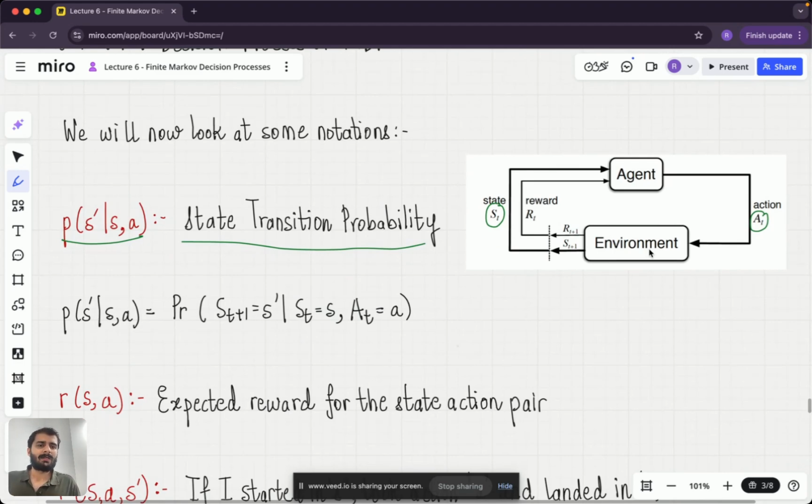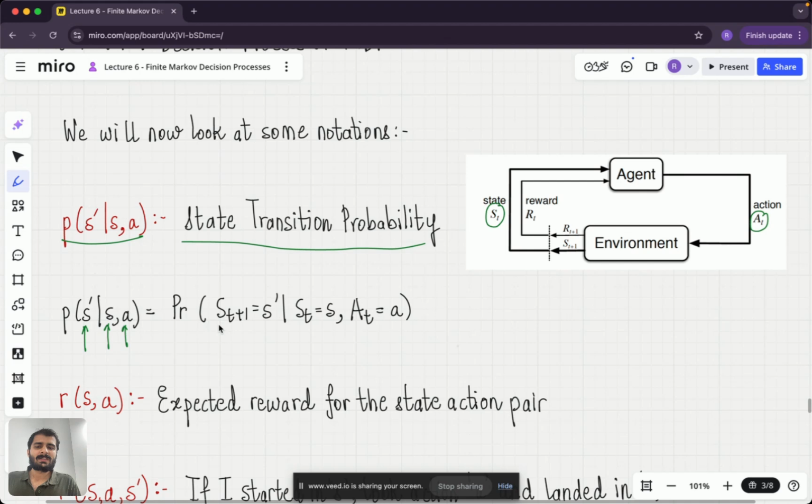Again, we are in this same system, which is the agent environment interface. The first definition that we are going to look at is called the state transition probability, which means that the agent is starting from one state, taking an action, and then moving into a next state. The state transition probability is the probability that the agent moves into the state S dash given the current state is S and the action taken by the agent is A.